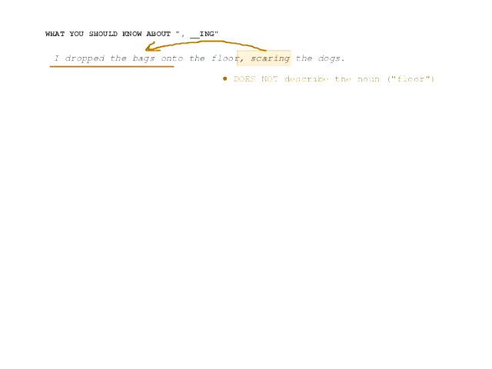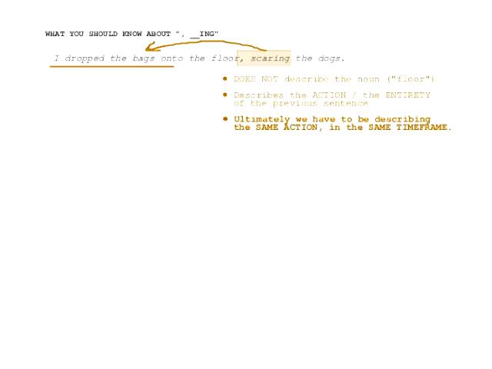So not floor. Floors don't scare dogs. Dogs like floors. It describes the entire action, or the entirety, if you prefer, of the previous clause. But what you also have to know is that ultimately we have to be describing the same action in the same time frame. And this is what also goes underappreciated.